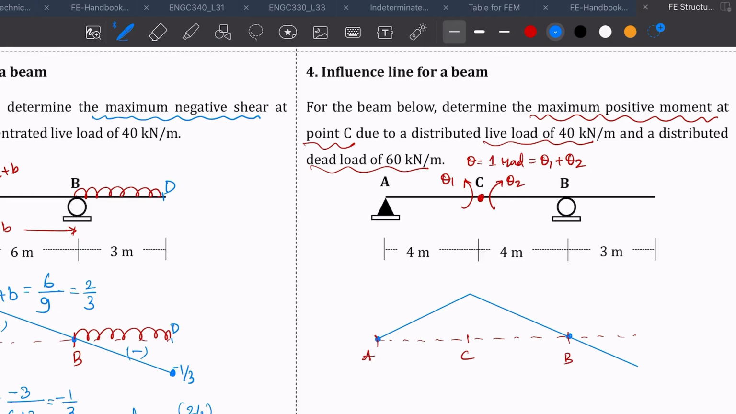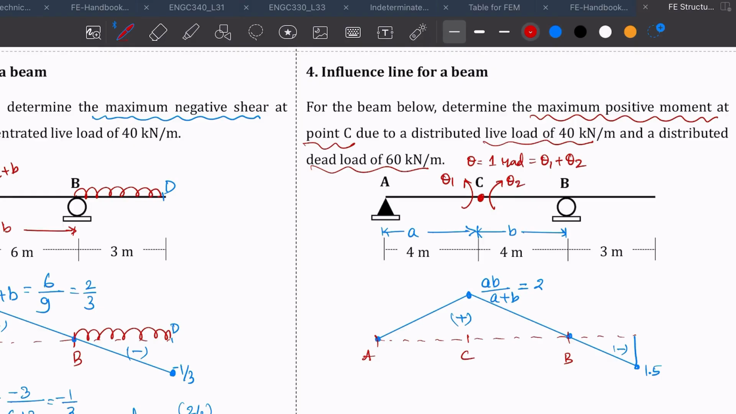Okay, so the ordinate at C will be equal to AB over A plus B. If this is your A and this is your B, then it'll be AB divided by A plus B, and this will be equal to 2. And for this part, using again similar triangles, it equals 1.5. So this will be your positive moment and this will be your negative moment.